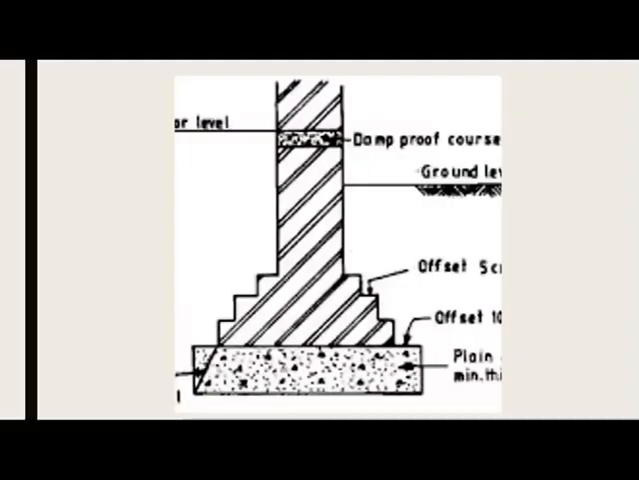Now this is the sectional elevation of a particular foundation. So in this case, when you are considering the bottommost level, as you can see, this is the ground level. The depth of excavation is taken as the distance between the ground level and the bottommost layer, and the width is taken as the width of the bottommost layer, and the length will depend on what is the length of this wall.